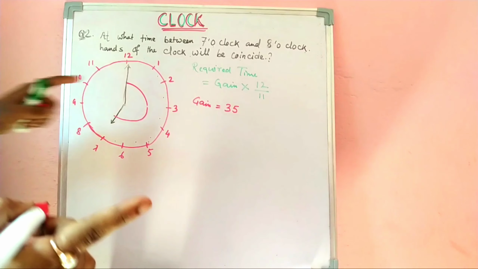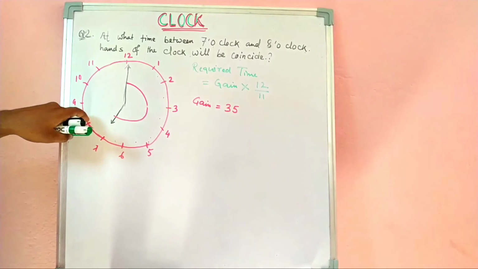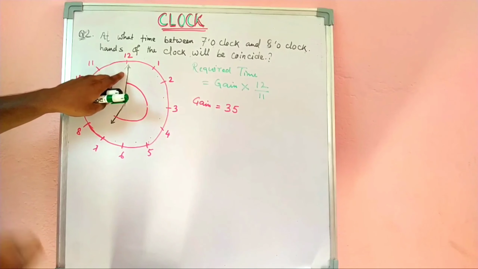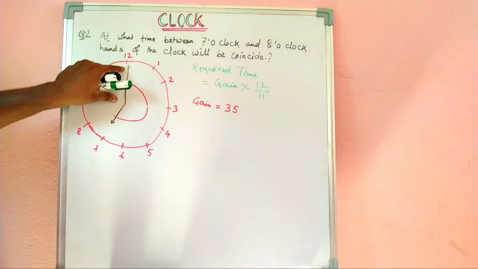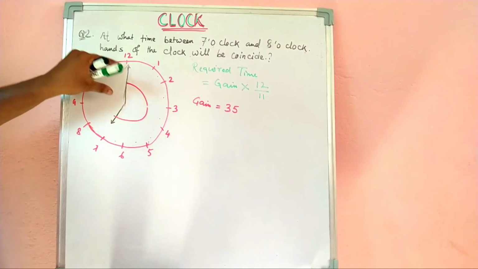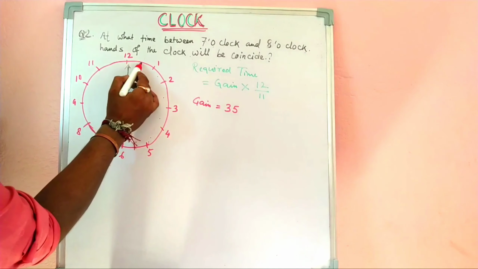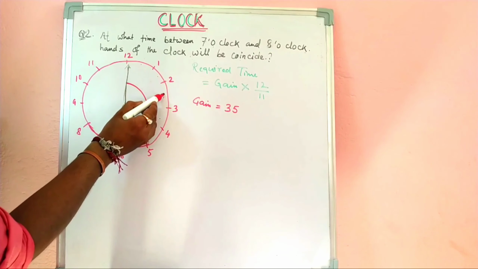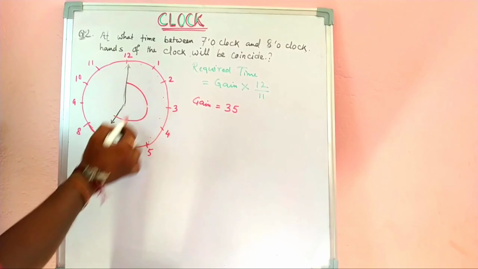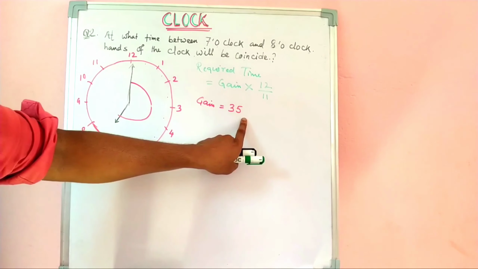Okay, so how to calculate gain is very easy. You have to calculate clockwise how many minutes have been completed between the two hands, the hour hand and the minute hand. How many minutes are there? 35 minutes. You can count it. This is 5 minutes, 10, 15, 20, 25, 30 and 35. So from 12 to 7 there are a total of 35 minutes. So that's why gain equals 35, right?